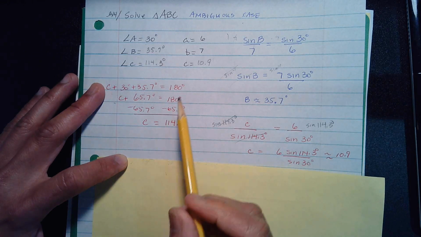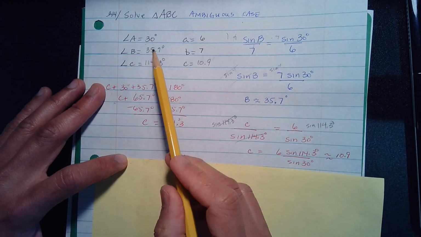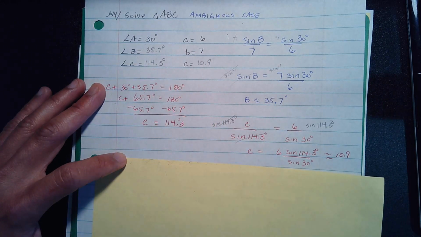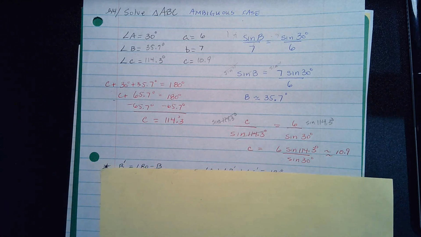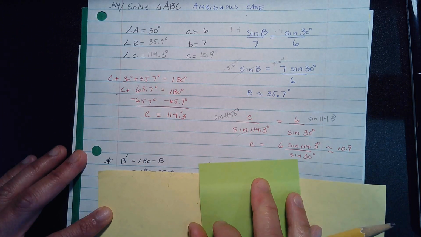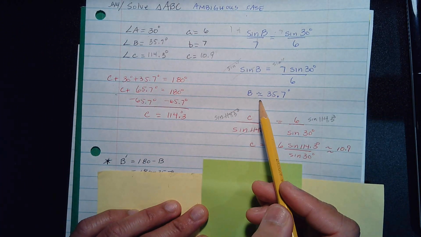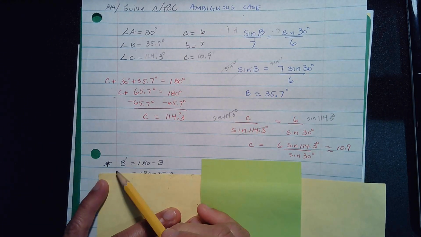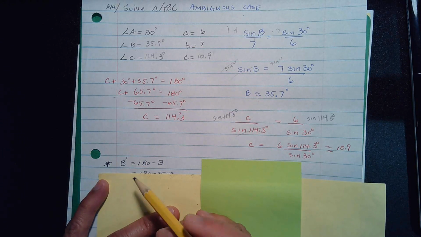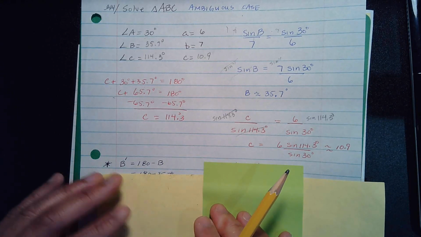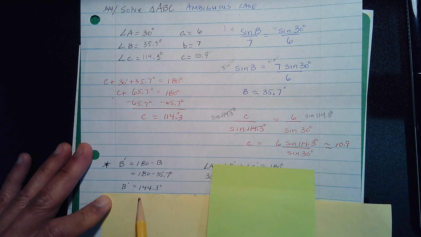All right, and let's check. Do the answers make sense? Here is the smallest angle, shortest side, largest angle, longest side. The answers make sense. Now this is the ambiguous case, because what we're going to notice is this was B. Let's find, we'll call it B prime. Okay, I want to just change the notation of angle B, so we're going to call it B prime. We're going to take B prime, set it equal to 180 minus B. So it's possible for B prime to be 144.3 degrees.